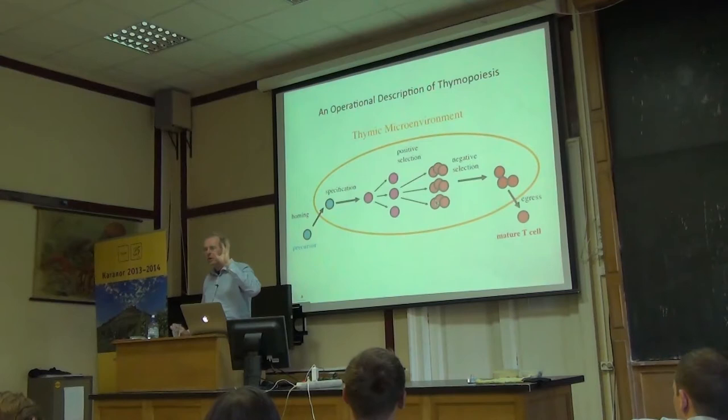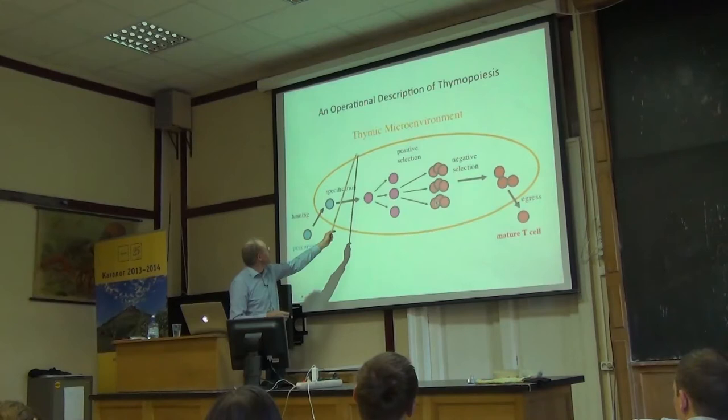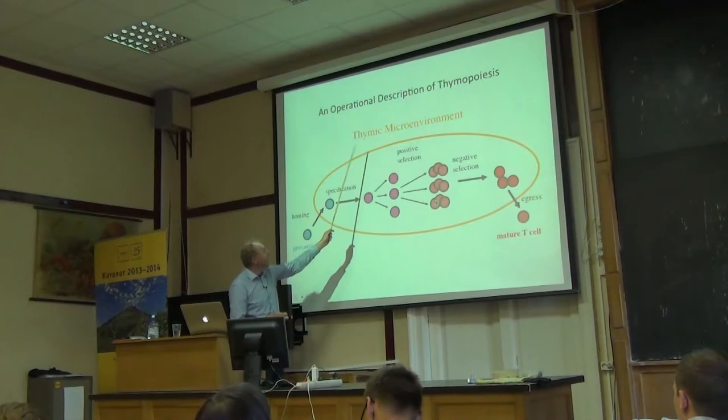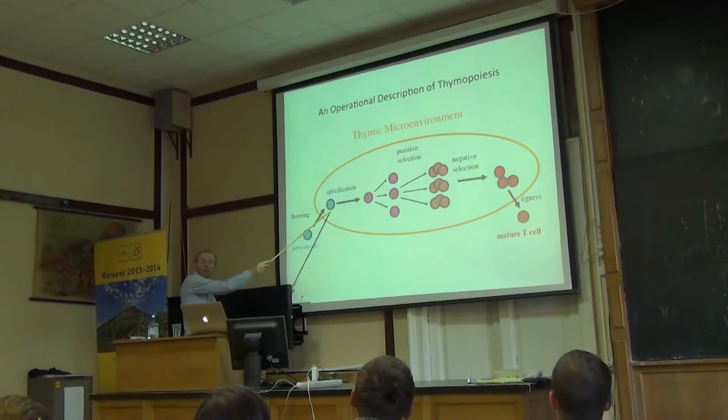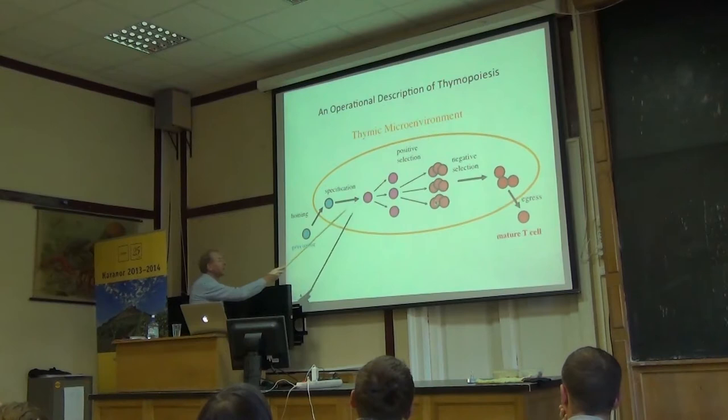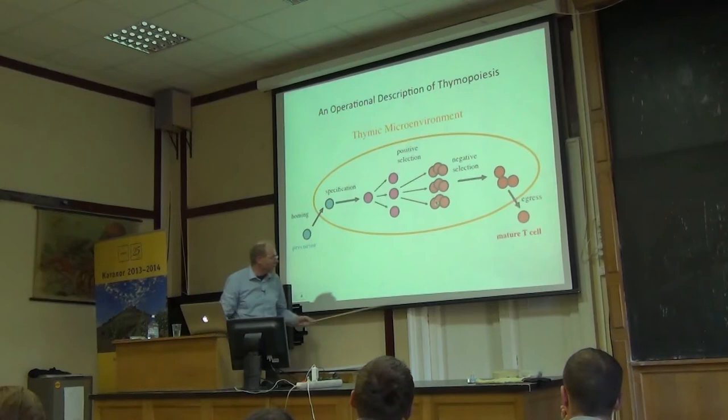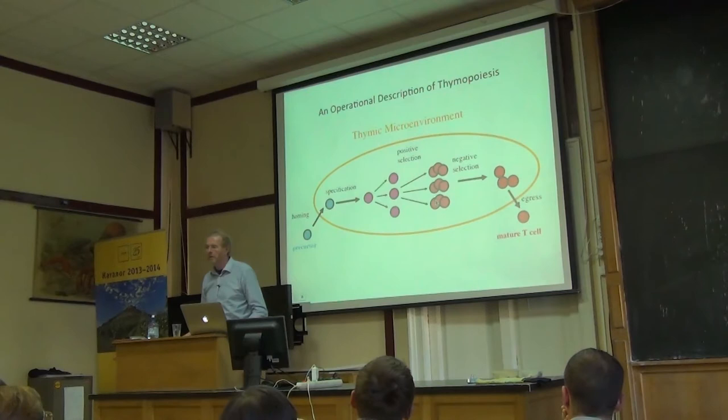I showed you in passing this one still photo of this Ikaros mutation where there is this red cell, that is the epithelium. Here it's orange, but it was red in the video or in the picture. So this is the epithelium that attracts these progenitors, and once these progenitors are trapped inside this microenvironment, they will be specified, that is told you have to become a T cell, and then they go through various selection processes that you read about in the textbooks before they finally are quality controlled and egress to the periphery. So this is the process of thymopoiesis.